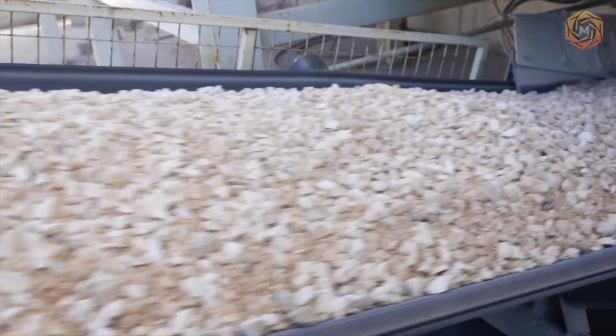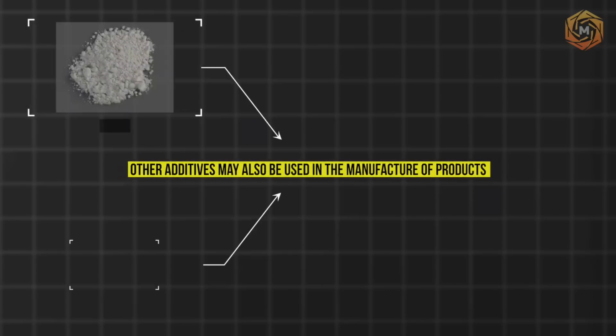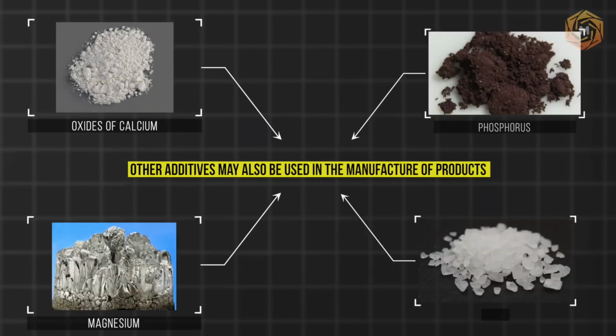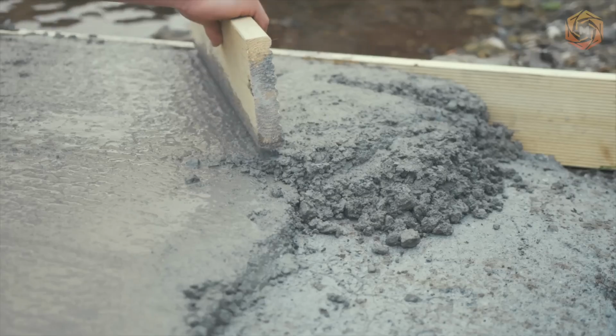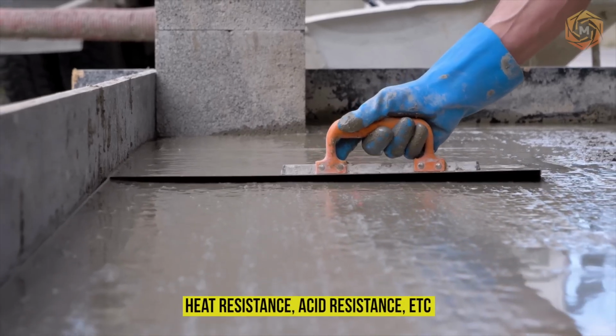Other additives may also be used in the manufacture of products. For example, oxides of calcium, magnesium, phosphorus, salts, but they are used in small quantities. They are added to obtain specified characteristics: heat resistance, acid resistance, etc.